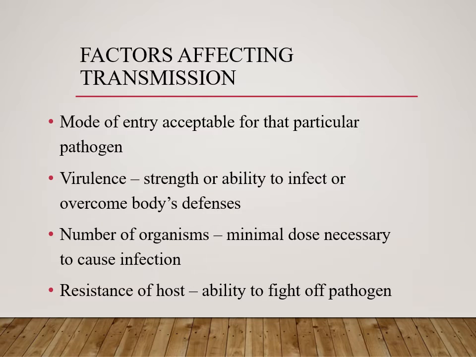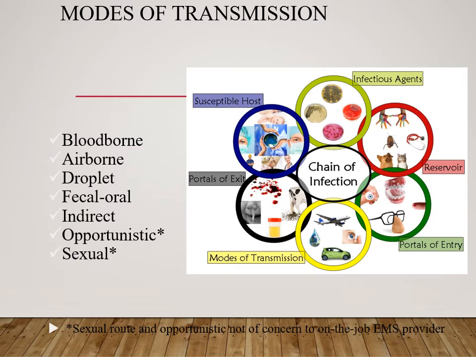Factors affecting transmission. Mode of entry acceptable for that particular pathogen. Virulence, the strength or ability to infect or overcome the body's defenses. Number of organisms, the minimal dose necessary to cause infection. Resistance of the host, the ability to fight off the pathogen. Modes of transmission: bloodborne, airborne, droplet, fecal oral, indirect, opportunistic, and sexual. Sexual route and opportunistic are not usually a concern of on-the-job EMS providers.